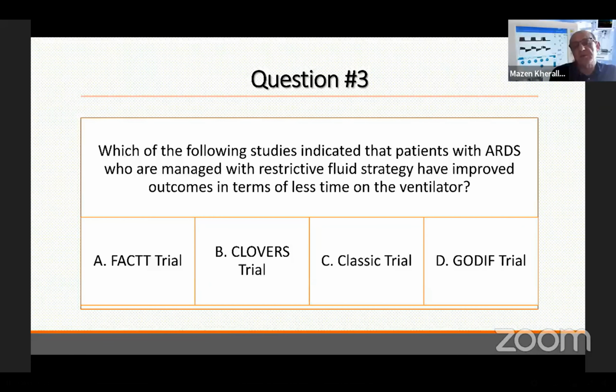Which of the following studies indicated that patients with ARDS who were managed with a restrictive fluid strategy have improved outcomes in terms of less time on the ventilator? Is it the FACT trial, the CLOVERS trial, the CLASSIC trial, or the GODIF trial?